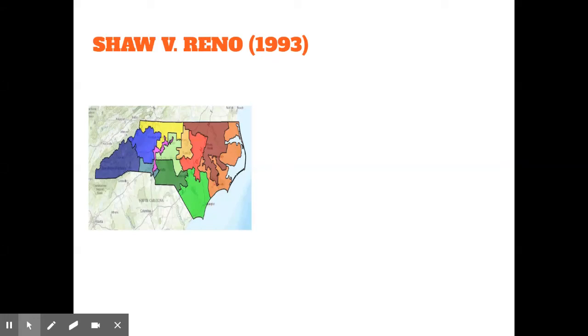The second case that you need to know involving gerrymandering is the 1993 case of Shaw v. Reno. And while the previous case, Baker v. Carr, dealt with the size of the congressional districts, this one's going to be a bit more controversial because it involves the topic of racial considerations when drawing these districts.